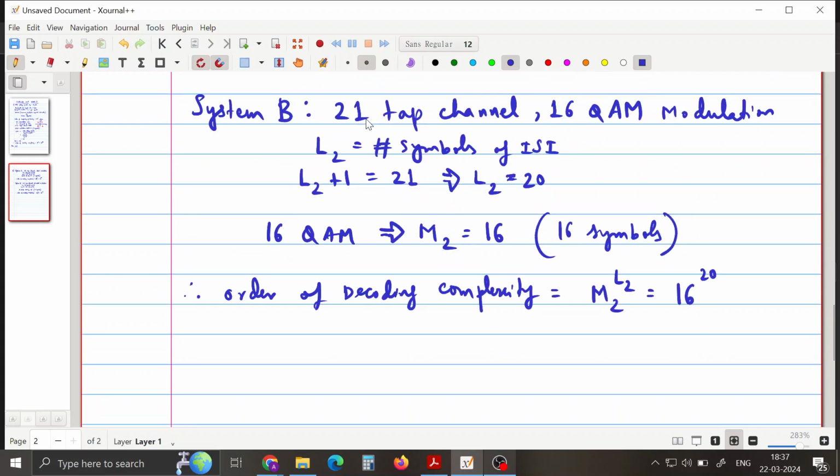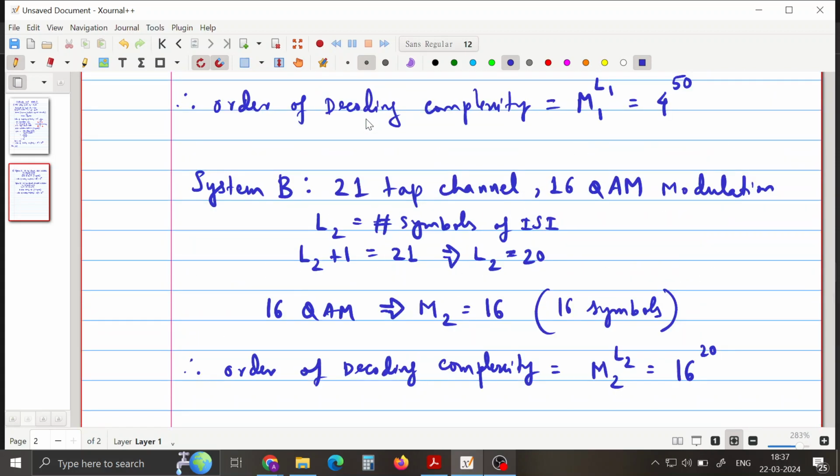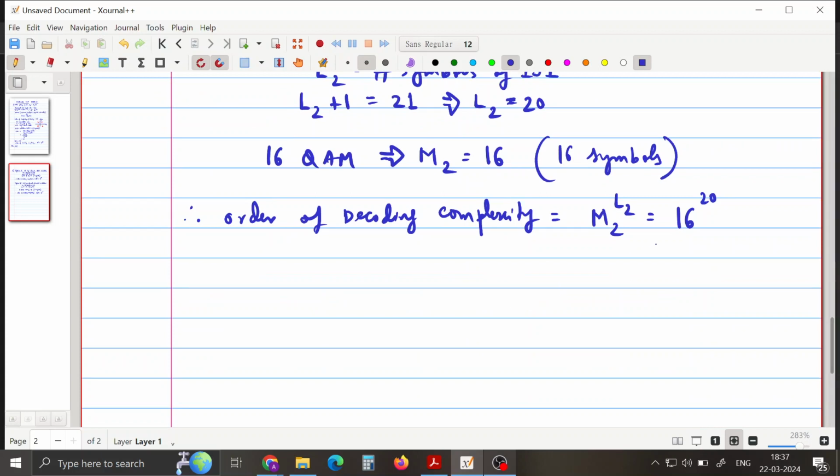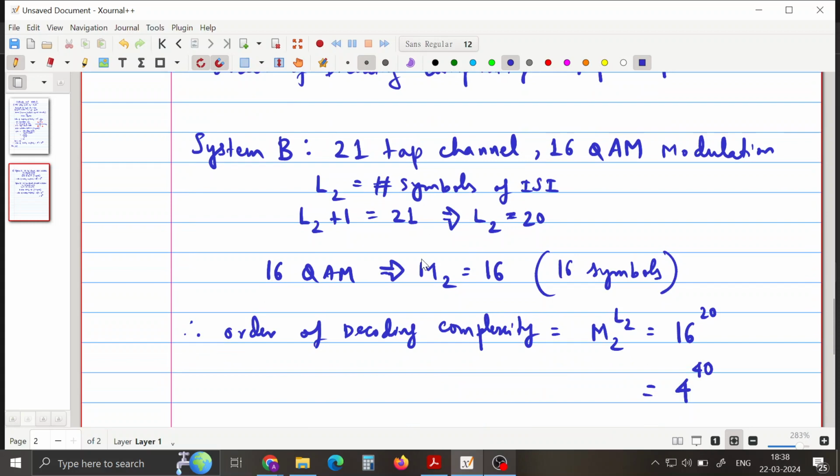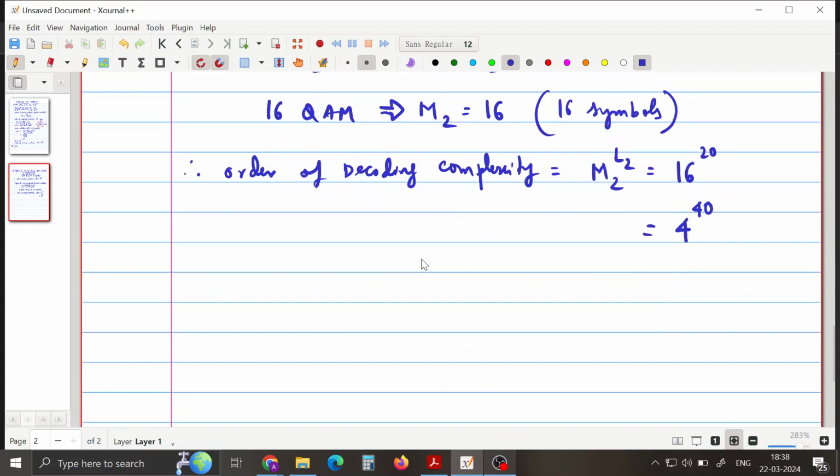The first one is 4 raised to some power, and this one is 16 raised to some power, but we know that 16 can be expressed as 4 squared. So 16 to the power 20 can also be written as 4 to the power 40, because 16 is 4 squared, and 4 squared whole to the power 20 is nothing but 4 to the power 40. Now you have a clear comparison. The first one has an order of 4 to the power 50, and the second one has an order of 4 to the power 40. Of course, the second system has lower order. Clearly, it is visible.